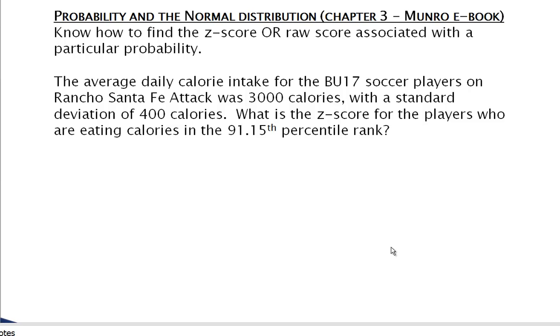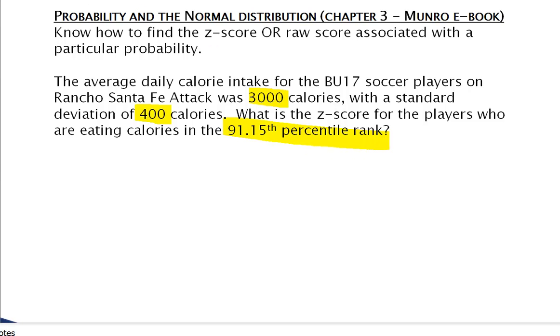Okay, so let's take a look at the problem I did for the overview for Chapter 3, which I think would be helpful. Here we have average daily calorie intake for boys U17 soccer players on the Rancho Santa Fe attack was 3,000 calories with a standard deviation of 400 calories. What is the z-score for the players who are eating calories in the 91.15th percentile rank?